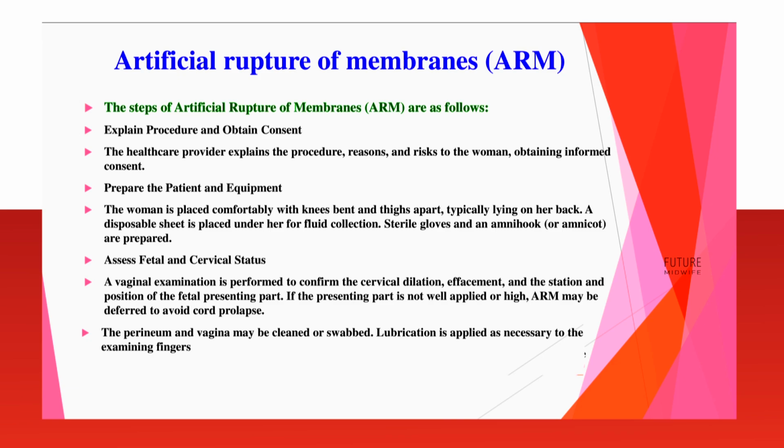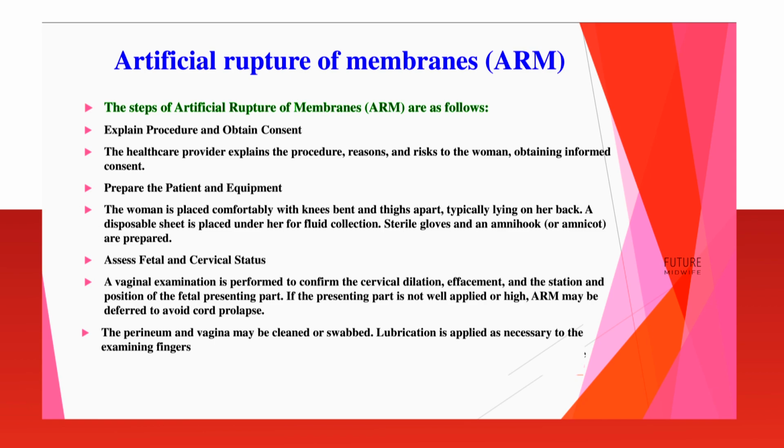First, explain the procedure and obtain consent. The healthcare provider explains the procedure, reason and risk to the mother. Also obtain the informed consent. Prepare the patient and equipment. The woman is placed comfortably with the knees bent and thighs apart, typically lying on her back. A disposable sheet is placed under her for fluid collection. Sterile gloves and an amnio hook are prepared.